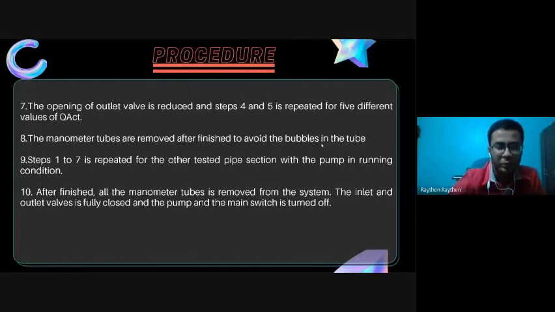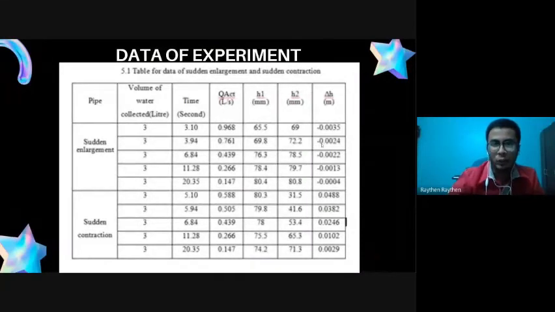Step 9 will be steps 1 to 7 are repeated for the other tested pipe section with the pump in running condition. After finishing, all the manometer tubes are removed from the system. The inlet and outlet valves are fully closed and the pump and the main switch are turned off. For the next part, I leave it to Pavitra.